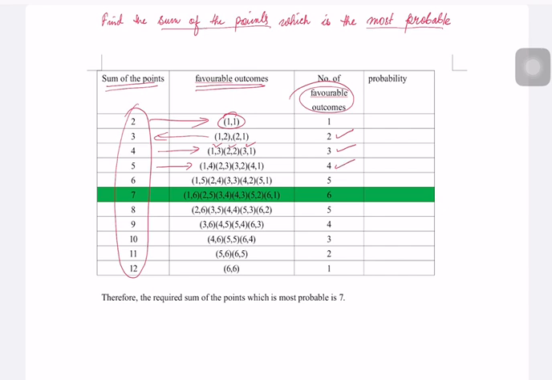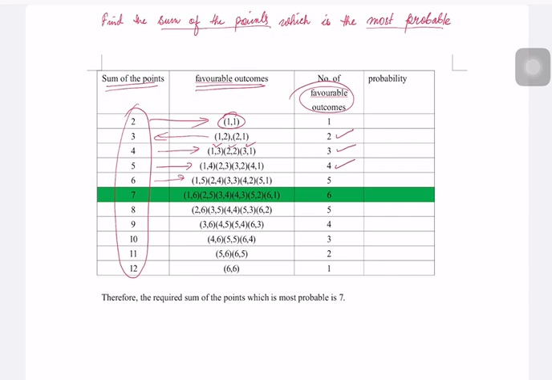If you go on, you will see that the sum of the points which gets 6 is 1, 5, 2, 4, 3, 3, 4, 2, 5, 1. So you can just look at the pattern how I have done it, and then you can understand it. You can pause the video and watch the pattern.